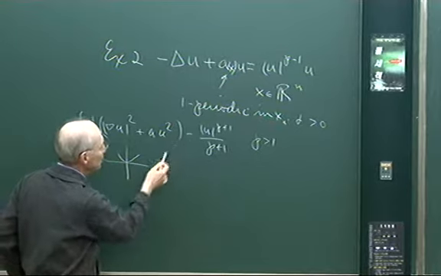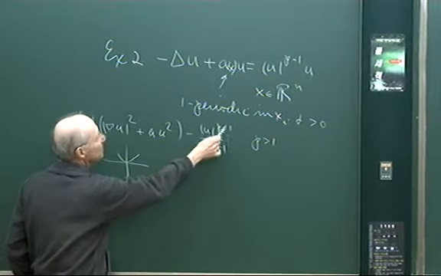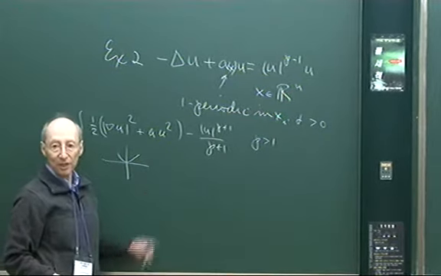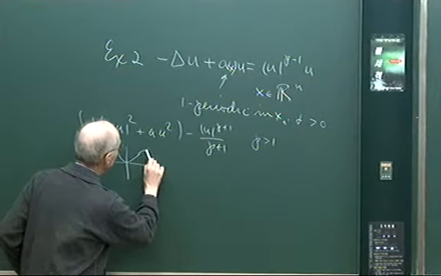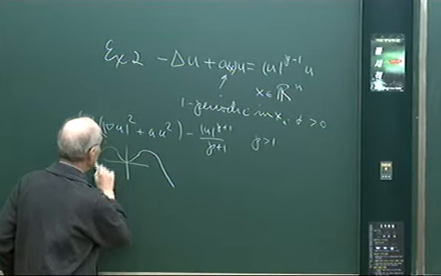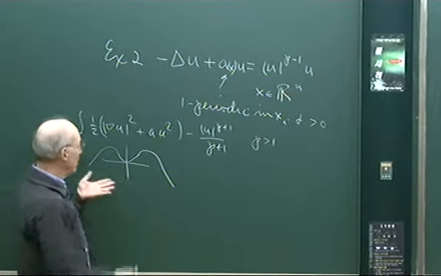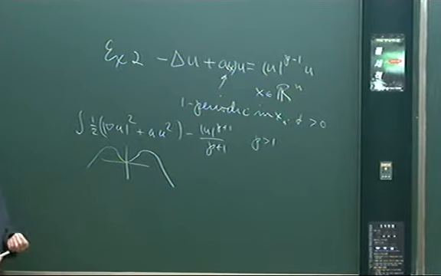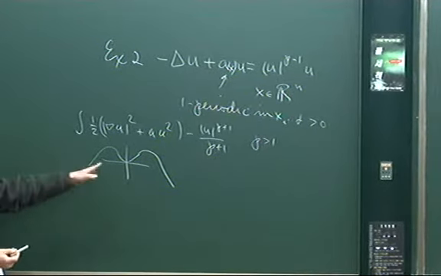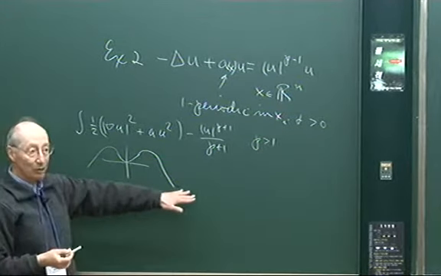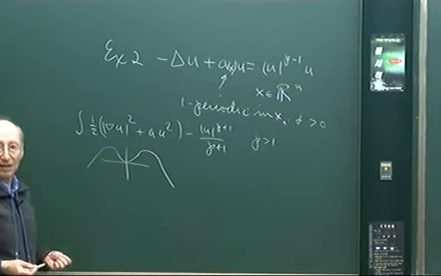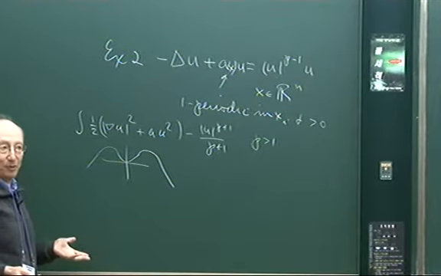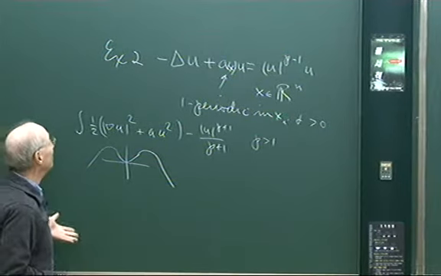And along each ray, as you approach infinity, since p plus 1 is bigger than 2, this term will dominate at infinity. And so along each ray, it looks like this. So this is the sort of picture you associate with the mountain pass theorem. The origin is a local minimum, but it's not a global minimum. And so if the hypotheses of that theorem were satisfied, there would exist a critical point.